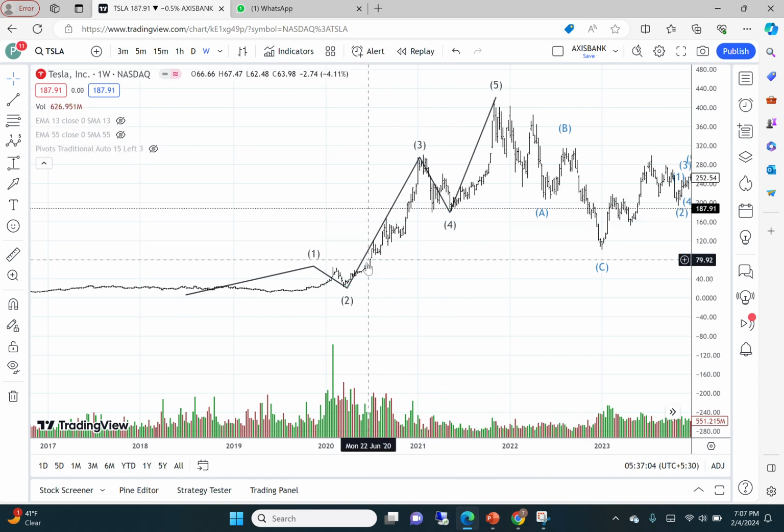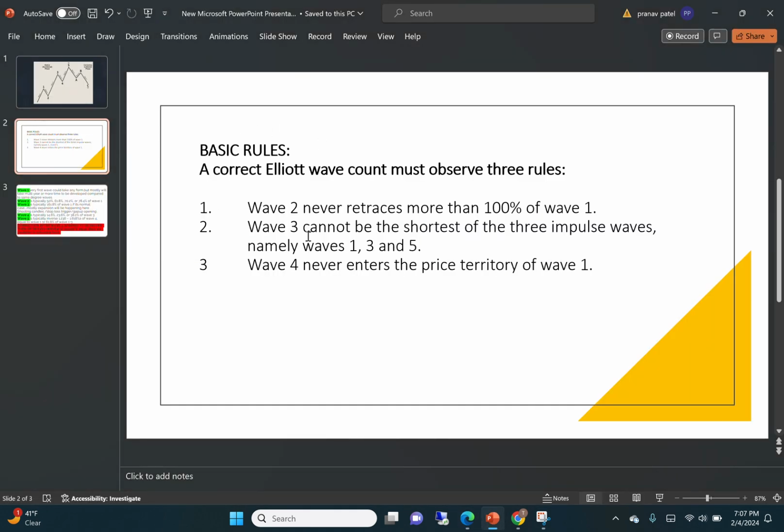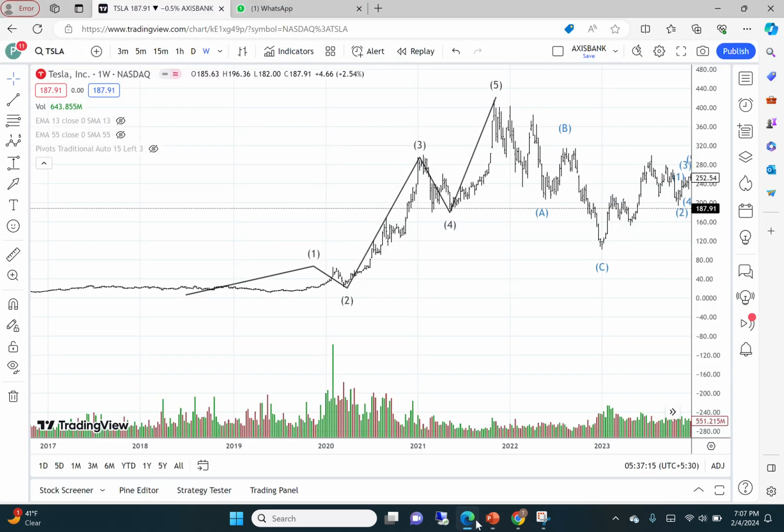So they are saying basically wave 3 cannot be the shortest of the three impulse waves, namely wave 1, 3 and 5. So this wave cannot be the shortest. In real life scenarios, wave 3 has a tendency of being equal to 1.618 of wave 1 on normal occasions, and that will be called a normal wave 3 if it is matching 1.618 of wave 1.